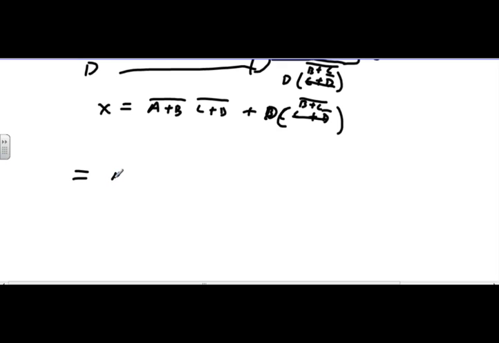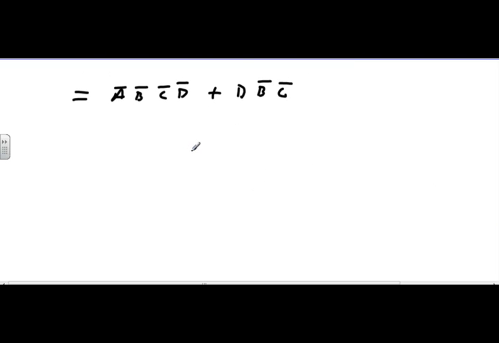So I've got A naught, B naught, C naught, D naught, or D, D, D, B naught, C naught. That looks like all that I've got. And why I would want to use a Karnaugh map on that, I have no idea.